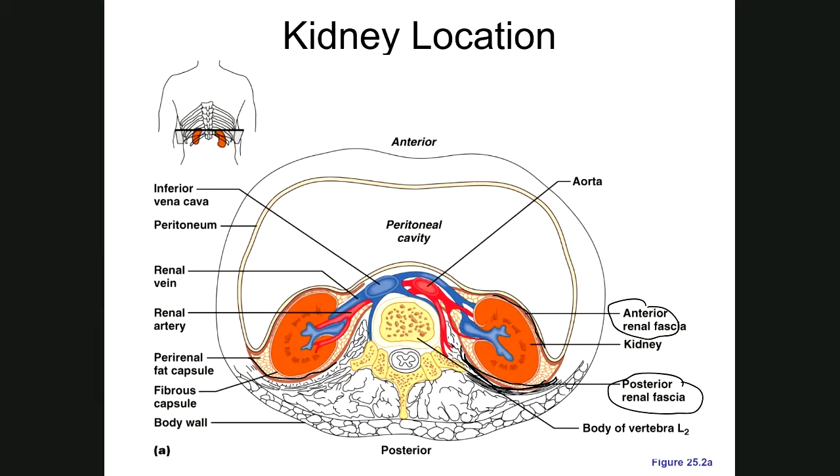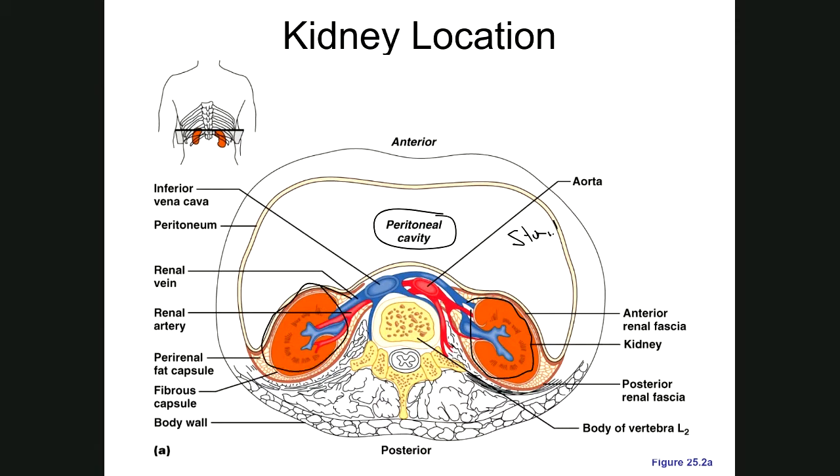There's something else that's interesting when you look at this picture. Here's the peritoneal cavity. Well, the kidneys are not inside the peritoneal cavity. Remember when we looked at the stomach and all those things, they're inside this peritoneal cavity, but the kidneys are not. They're behind it. So the kidneys are said to be retroperitoneal. They're behind the peritoneal cavity. So they don't have a serosa like those other organs do.